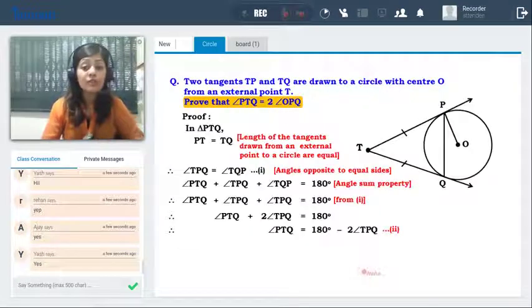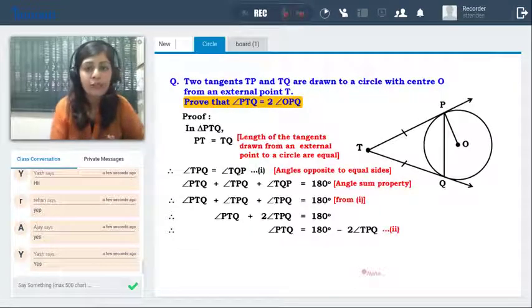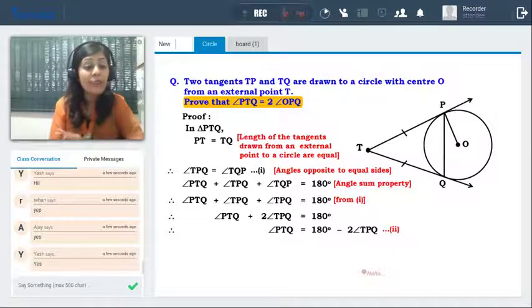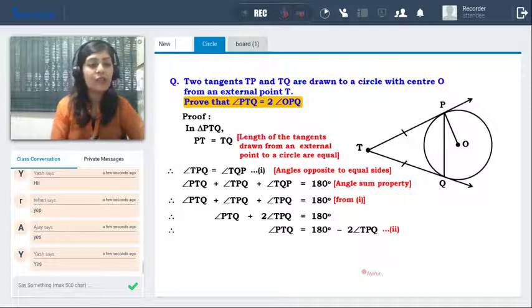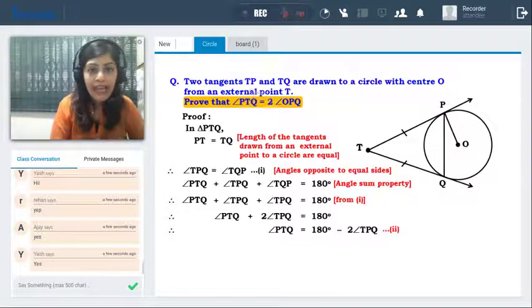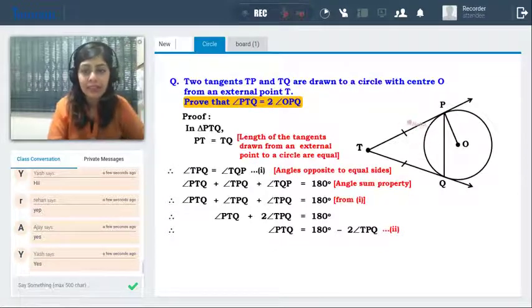All right. Now, students, I would request all of you to pay attention to the sum. It's not at all difficult, but try to understand how we are going to approach it. We have two tangents TP and TQ, also marked from an external point. Two tangents, they are equal. We already know that. Next, they are drawn to a circle with center O, from an external point T. All right, this is all the information we have.